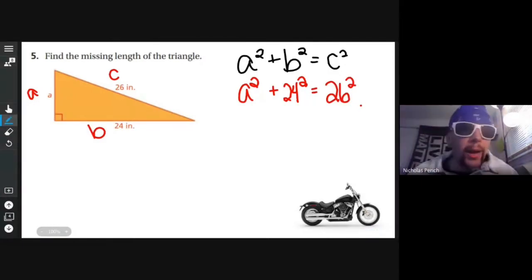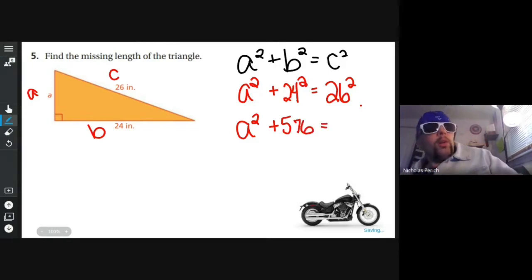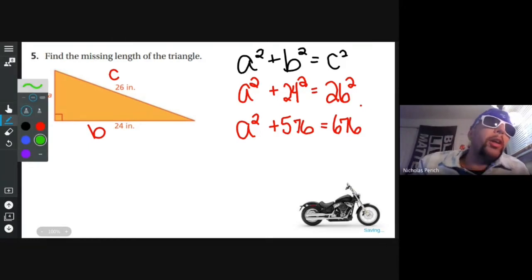24 squared. 24 raised to the second power is 576. 26 squared. 26 raised to the second power is 676. Oh, look at those numbers. They didn't look like good numbers at first, but they look good to me.